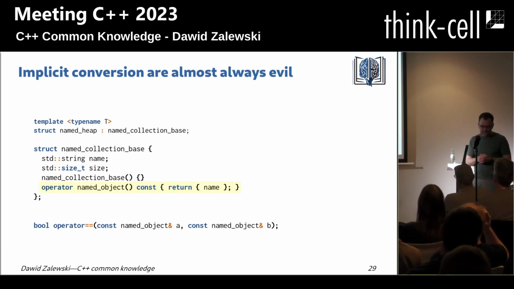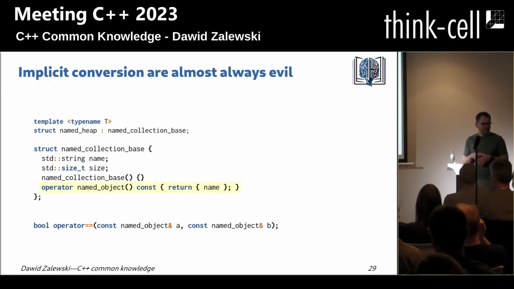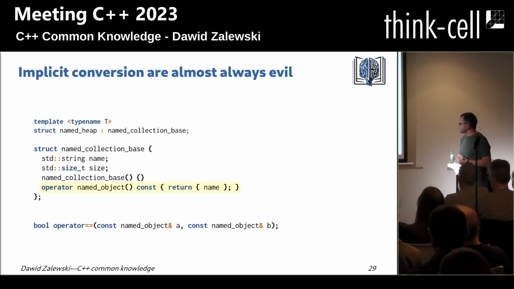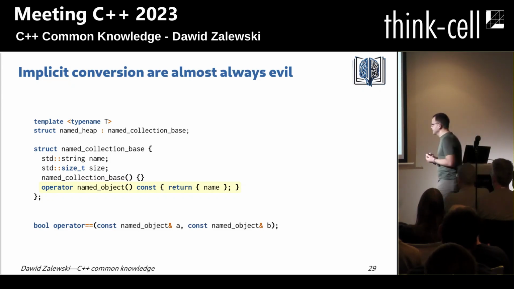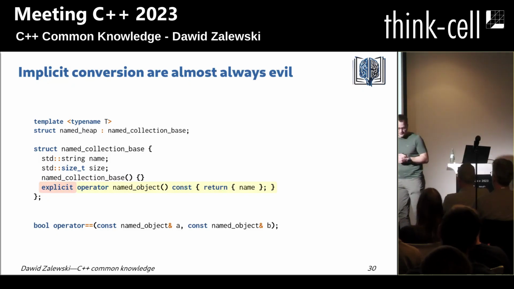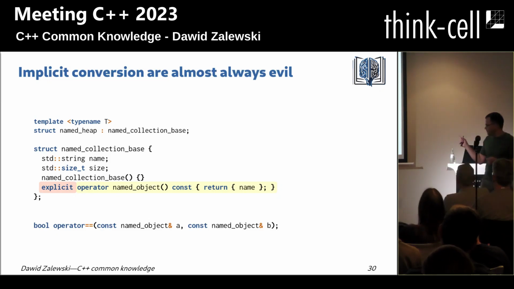We had the equality comparison operator implemented, so named objects can be compared. And just because of this whole chain of events, we now can compare two named collection bases, or for that matter, even the named heaps. Doesn't make much sense, right? I mean, most likely two heaps are not equal when their names are the same. That's not really the case. Disable it. Disable it by marking something like this explicit. I'm saying it should be explicit, but you will be seeing it again without the explicit when we are talking about a different item.